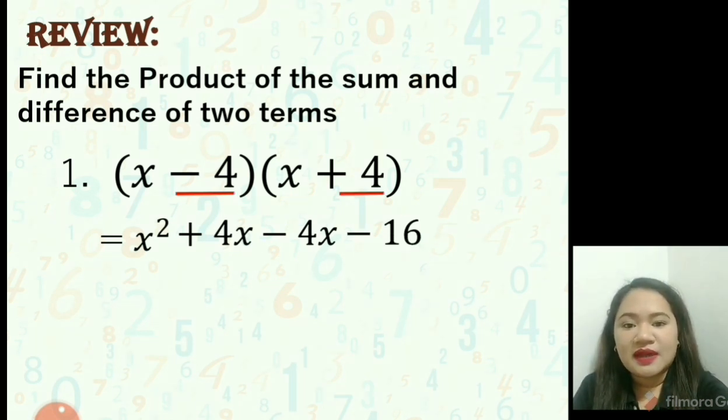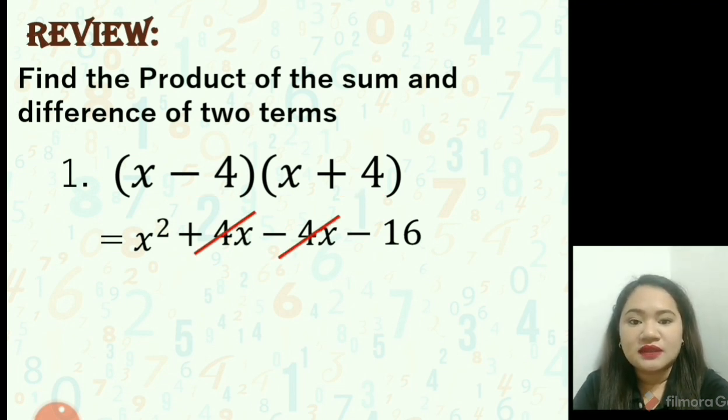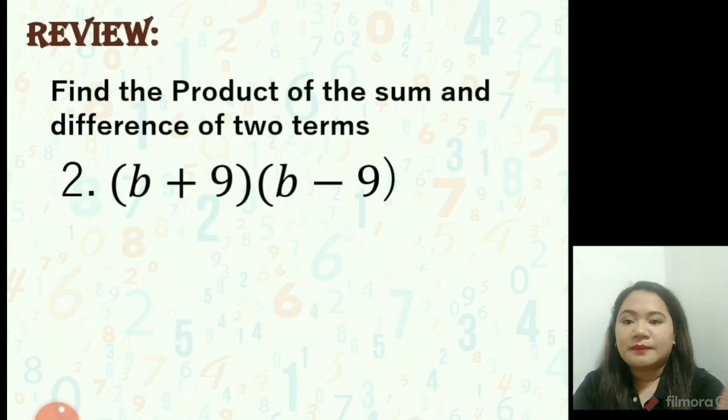And then, simplify the expression by cancelling out positive 4x and negative 4x. The final answer is x squared minus 16. Number 2 example, quantity b plus 9 times quantity b minus 9.